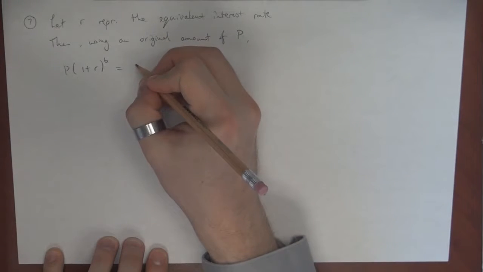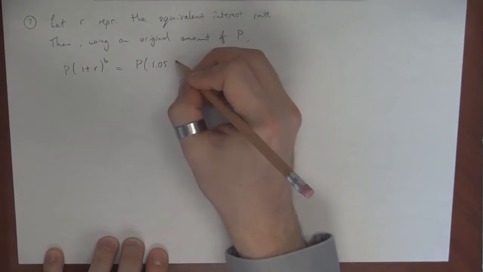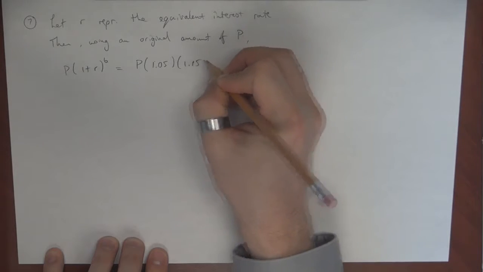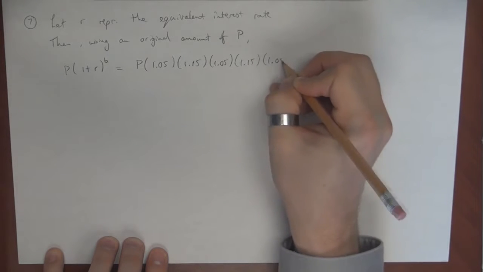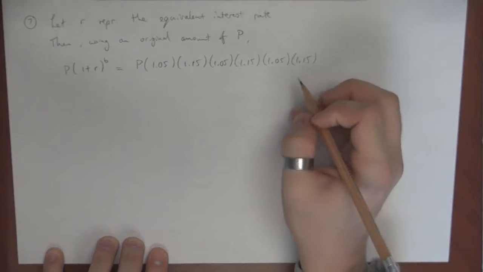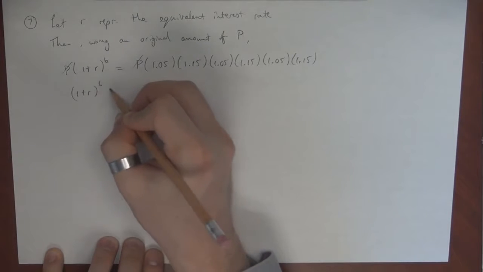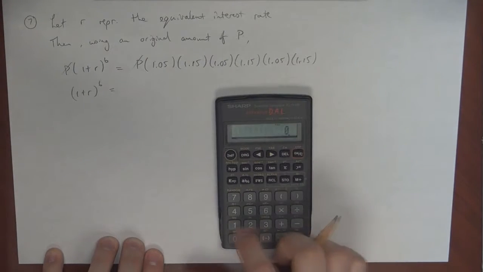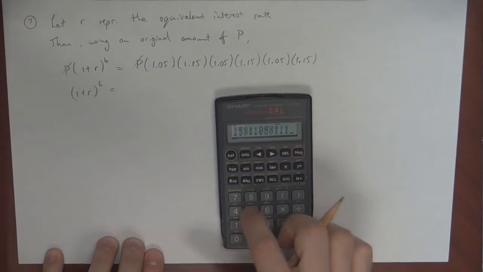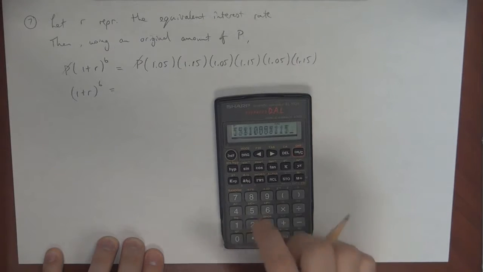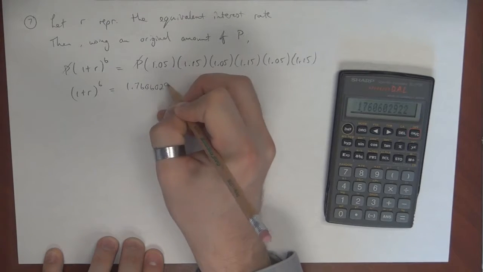But using the table, I would have my starting amount, then I increase that by 5%, then I increase that by 15%, then 5%, then 15%, then 5%, then 15%. So I can divide both sides by P. 1 plus R to the 6 equals, let's just see what that is, 1.05 times 1.15 times 1.05 times 1.15 times 1.05 times 1.15. 1.760602922.